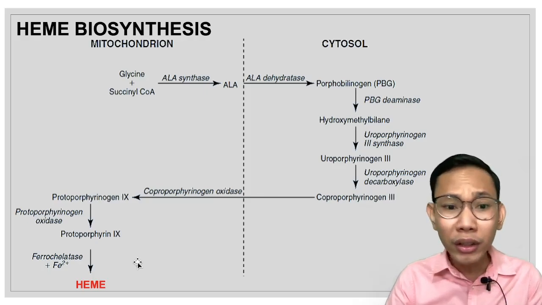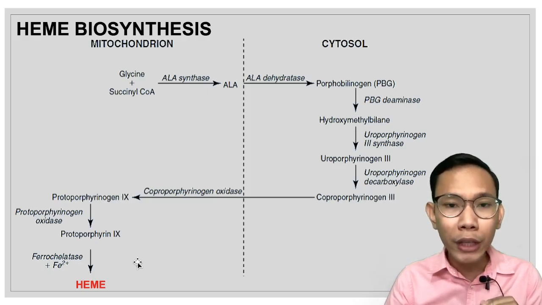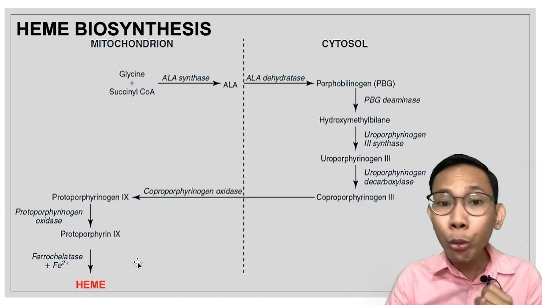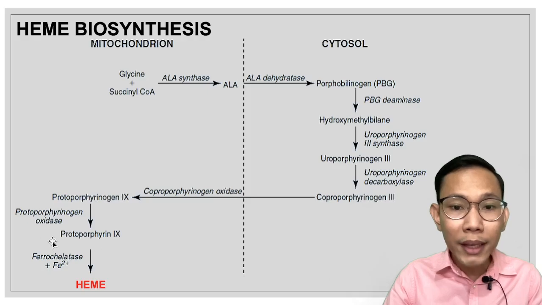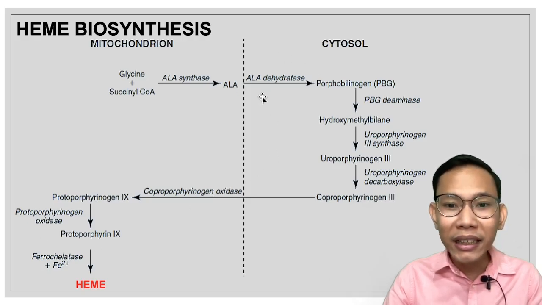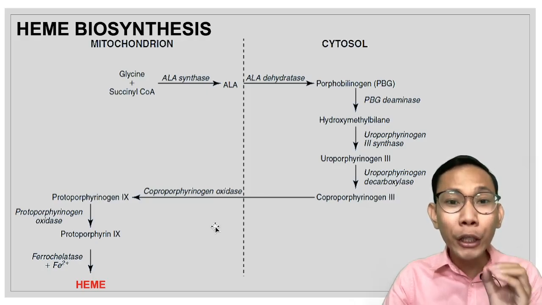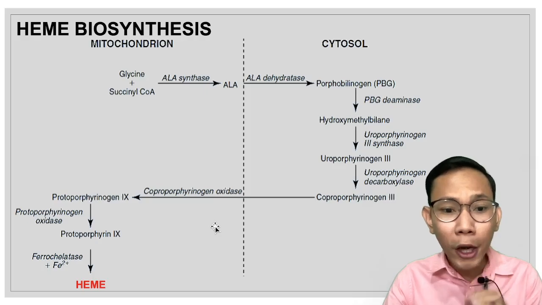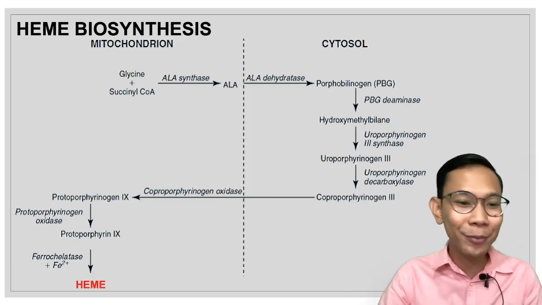There are certain conditions that will affect your formation of heme. In the case of lead poisoning, no, it will inactivate your ferrochelatase as well as your ALA dehydratase. Remember that this is also a board relevant question, no? In a lead poisoning scenario, it will actually inhibit your ferrochelatase and your ALA dehydratase, pero more of your ferrochelatase. Remember that.